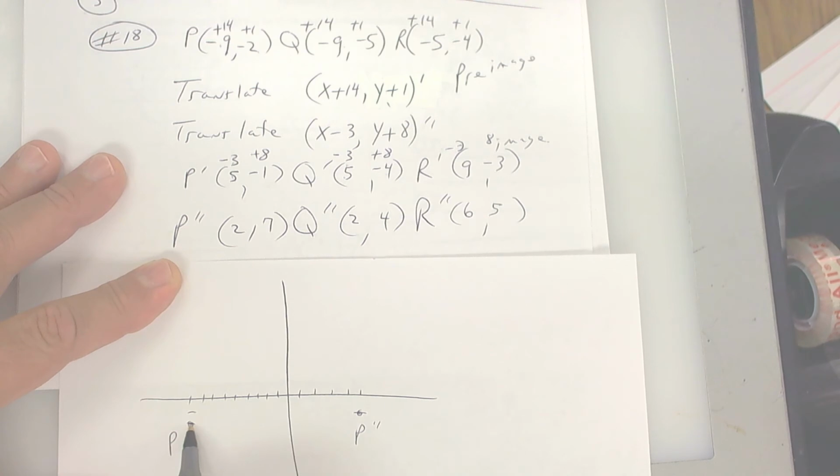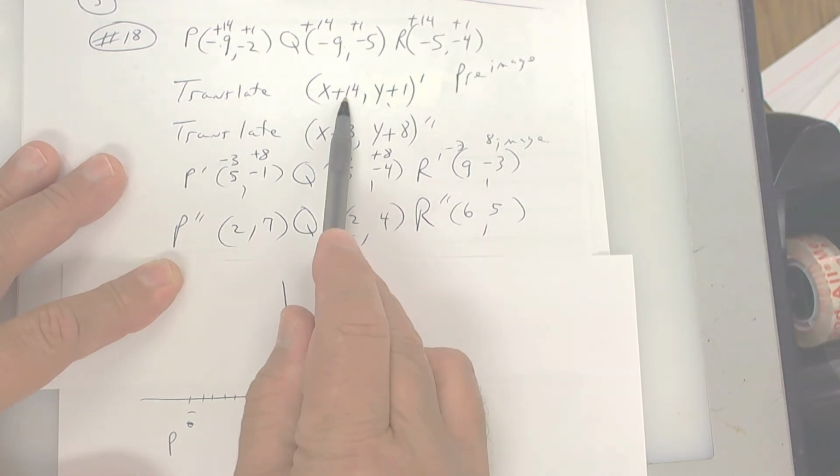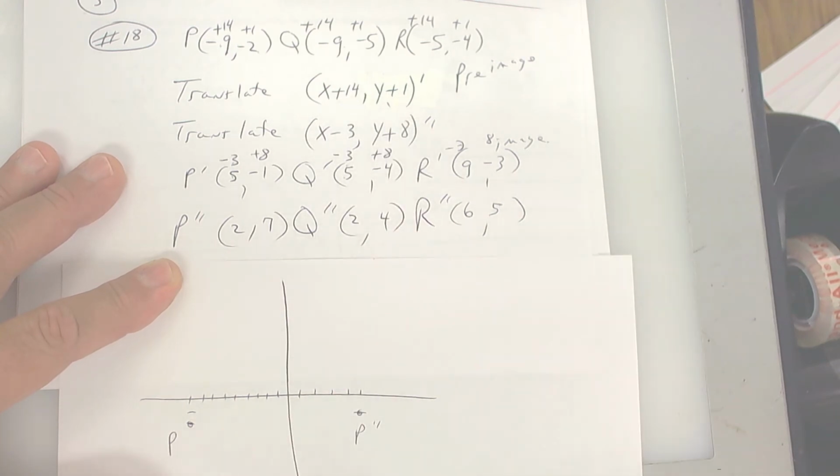So I took it and I slid it this way. Okay, now let me think about this a second. That should be 14 onto that. So from here to here should be 14. So that's 14 and then down. Okay, so 1, 2, 3, 4, 5, 6, 7, 8, 9, 10, 11, 12, 13, 14. Okay, so good. So we slid it over 14 and we slid it up 1.